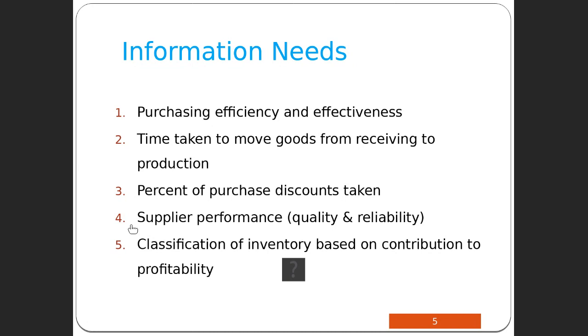Number 4, supplier performance. Remember, the suppliers are selected based on the quality and the price, the combination of the quality and the price, which we call the best value, and then also the reliability. When they deliver the goods, they are on time, the goods are not damaged, and they deliver what you ordered. So all of these things are part of supplier performance.